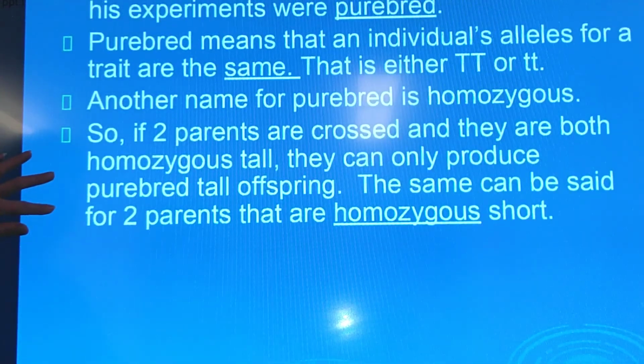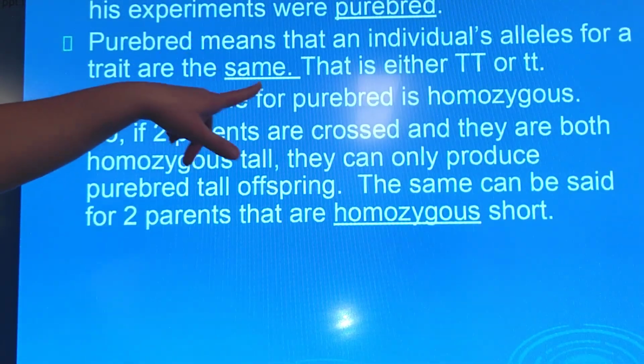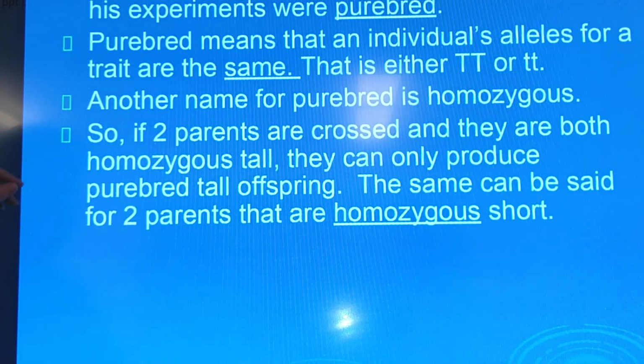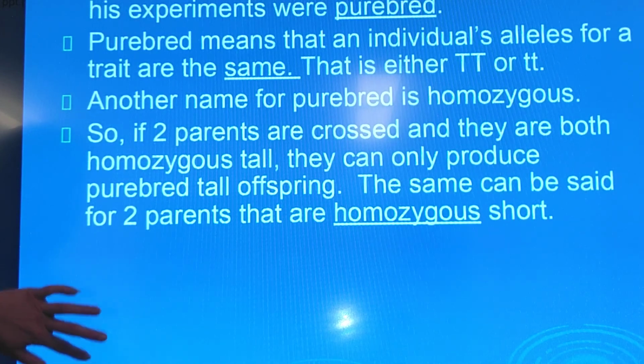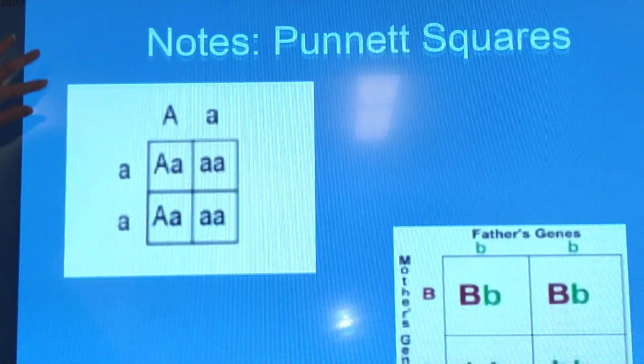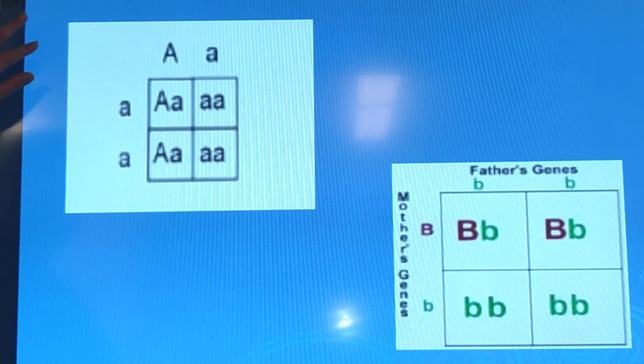Okay, so some of the pea plants were purebred, had the same big T, or little t. Purebred, homozygous, it's the same thing. So if two parents are crossed, that's what we just did, the homozygous tall with the homozygous short. Here's a Punnett square example.